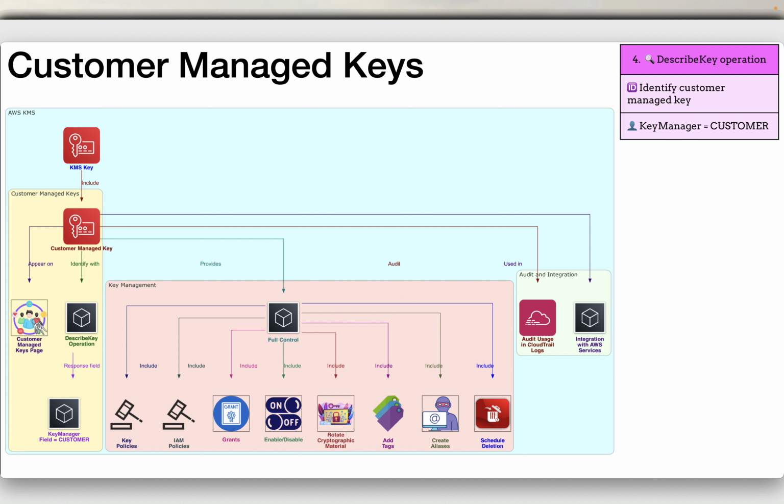To definitively identify a customer managed key, you can use the describe key operation. For customer managed keys, the value of key manager field of the describe key response is customer. You can use your customer managed key in cryptographic operations and audit usage in AWS CloudTrail logs.